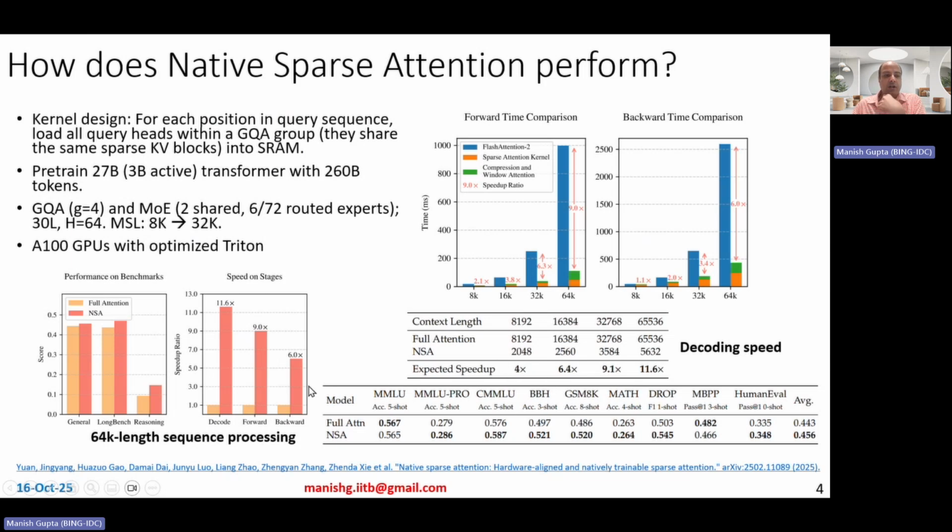As I mentioned in short, if you look at these general NLP benchmarks, several benchmarks, what you observe is that compared to full attention, NSA attention does not really lead to any decrement in accuracy. The accuracy stays flat or slightly better anyway.